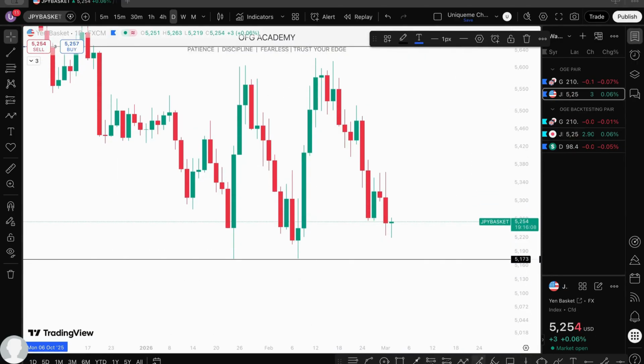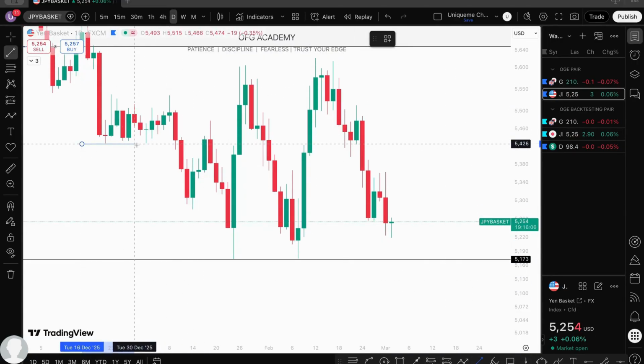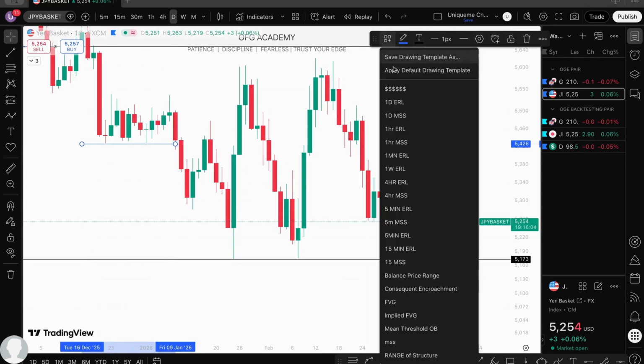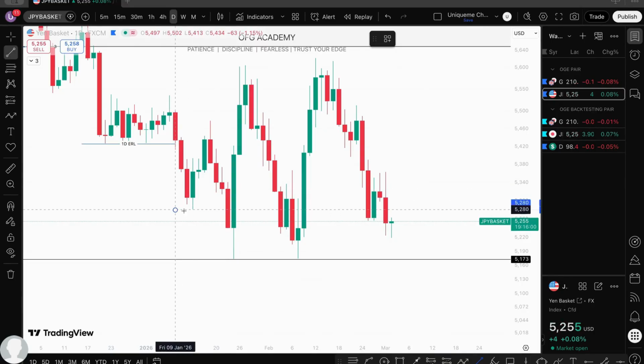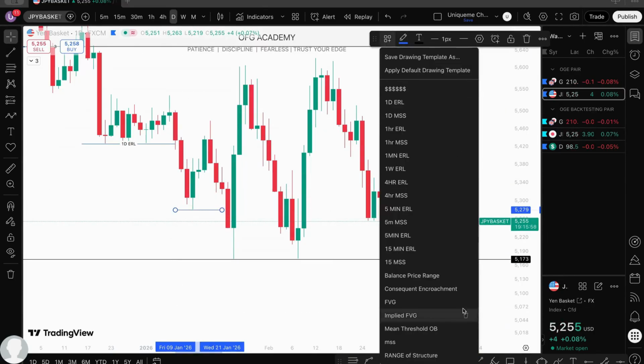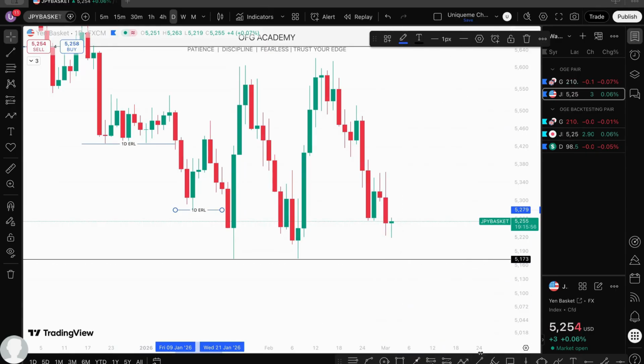Now on the daily time frame, I have a break of structure here, and I also have a break of structure here, and I also have a change of character here.